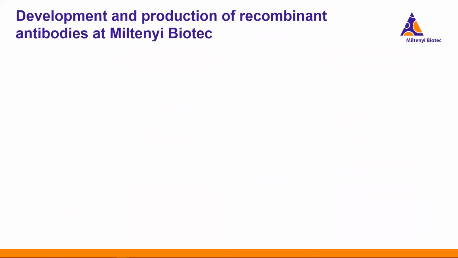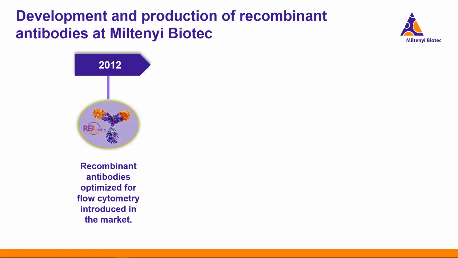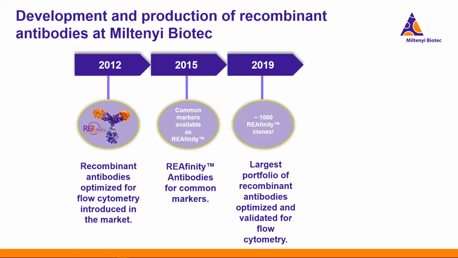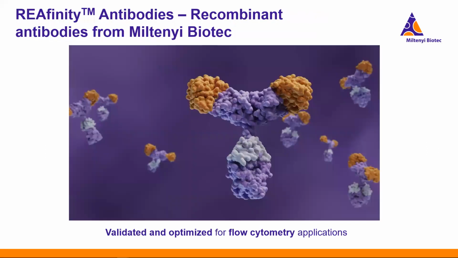I think Miltenyi has really helped drive the industry in this direction. All the way back in 2010, we recognized the need for these recombinants and we started building our manufacturing platform. We launched our first recombinant antibody in 2012. We were the first provider for recombinant antibodies in flow cytometry. In 2015, we tried to expand the markers that we made. And 10 years out, we have the largest portfolio of recombinant antibodies optimized for flow.